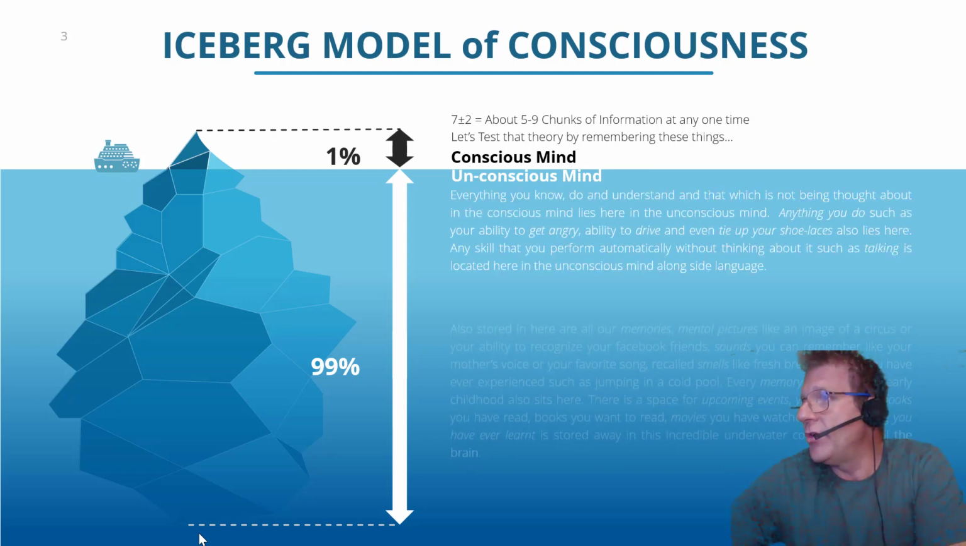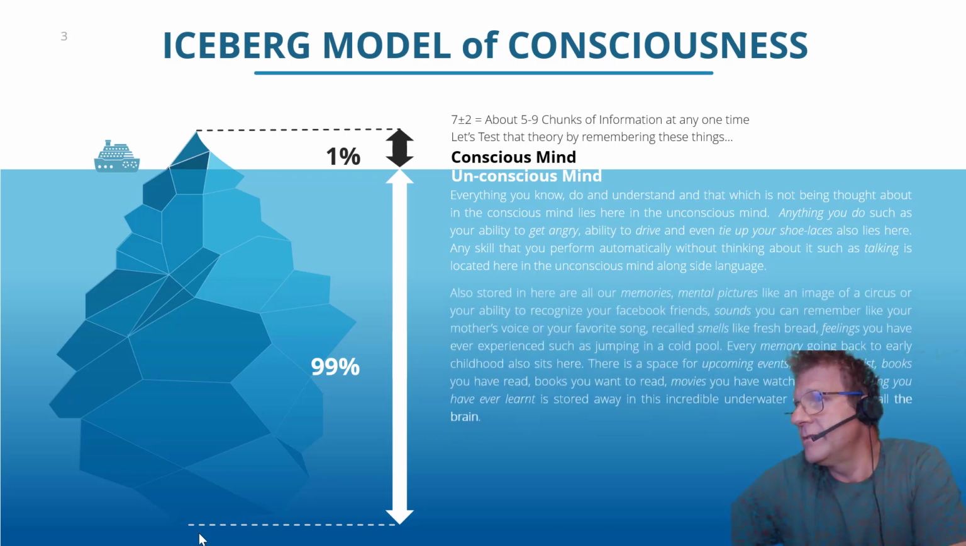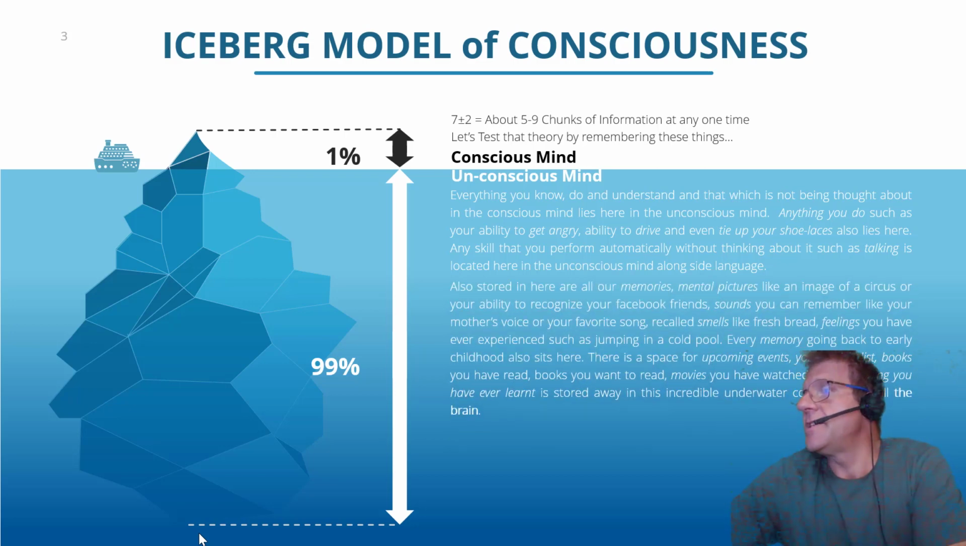Okay, so everything you know, do, and understand, and that which you're not paying attention to in your conscious mind, lies in your unconscious mind. So anything you do, such as your ability to get angry, to drive a car, or even tie up your shoelaces, also lies here. Any skill that you perform automatically without thinking about, such as talking, is located here in the unconscious mind alongside language.